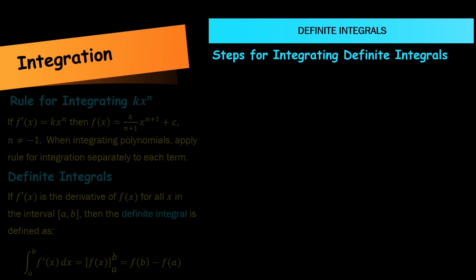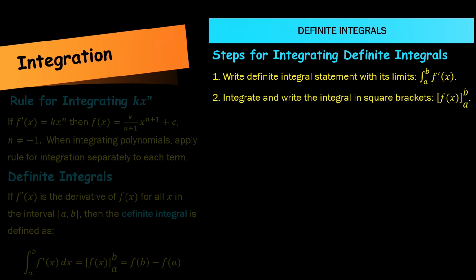First, write the definite integral statement with its limits. So, for example, the integral from a to b of f dash of x. Then integrate and write the integral in square brackets. So, f of x is between square brackets, between the limits b and a. Evaluate the integral by working out f of b minus f of a.